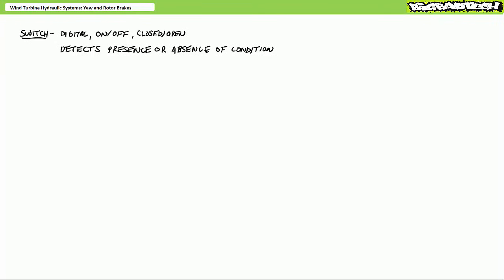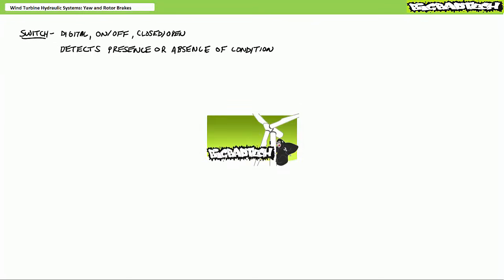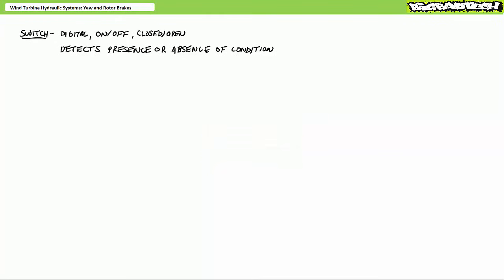Moving on. In addition to pumps, valves, and actuators, other accessory components round out a larger hydraulic system. Switches are digital devices that can exist in one of two mutually exclusive states: deactivated or activated.